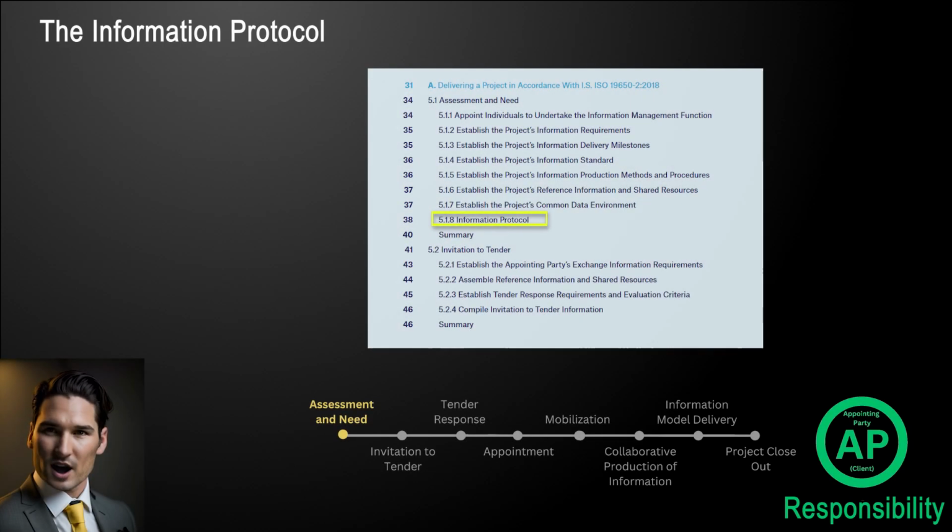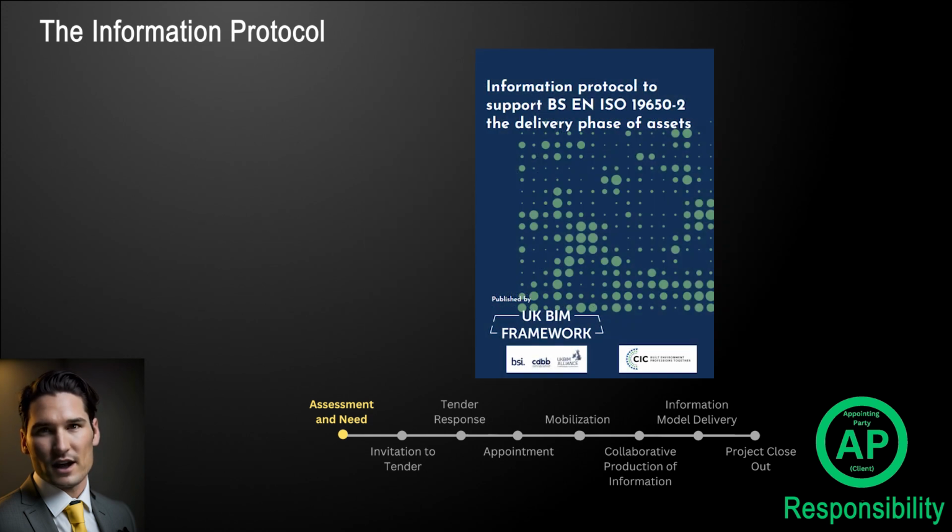The information protocol is the overarching legal document pertaining to information standards. It is appended to the main contract and signed by all parties agreeing to deliver the nominated standard. Again, it is the responsibility of the appointing party to establish the protocol and ensure it is included in all subcontracts.